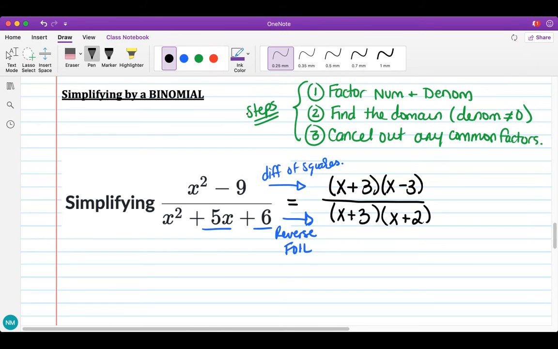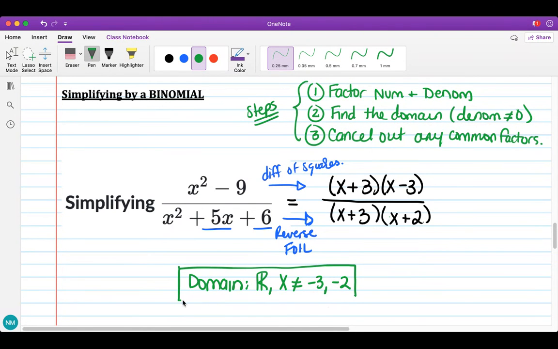So where is my domain? I almost forgot. It's so easy to forget because you see the common factor and you want to cross it out. But you have to find your domain first. So it's all real numbers, but x does not equal what? We set these equal to 0, and I get -3 and -2. A lot of the questions that you're asked are, simplify this, and what is the domain? And then you can cancel out. This goes away, because they are the exact same thing, so they can be canceled out. And so it's simplified to x minus 3 over x plus 2.